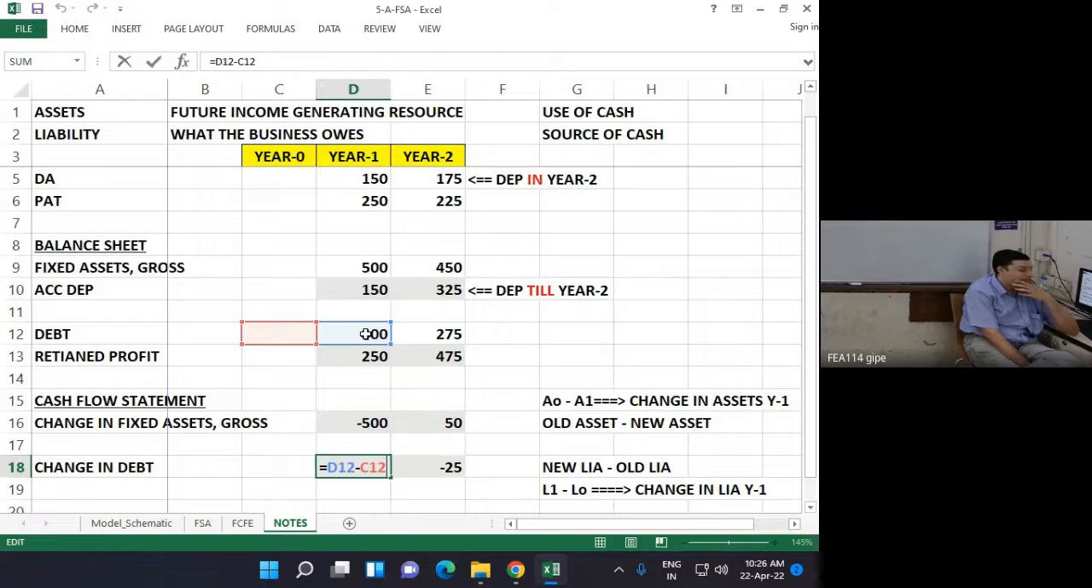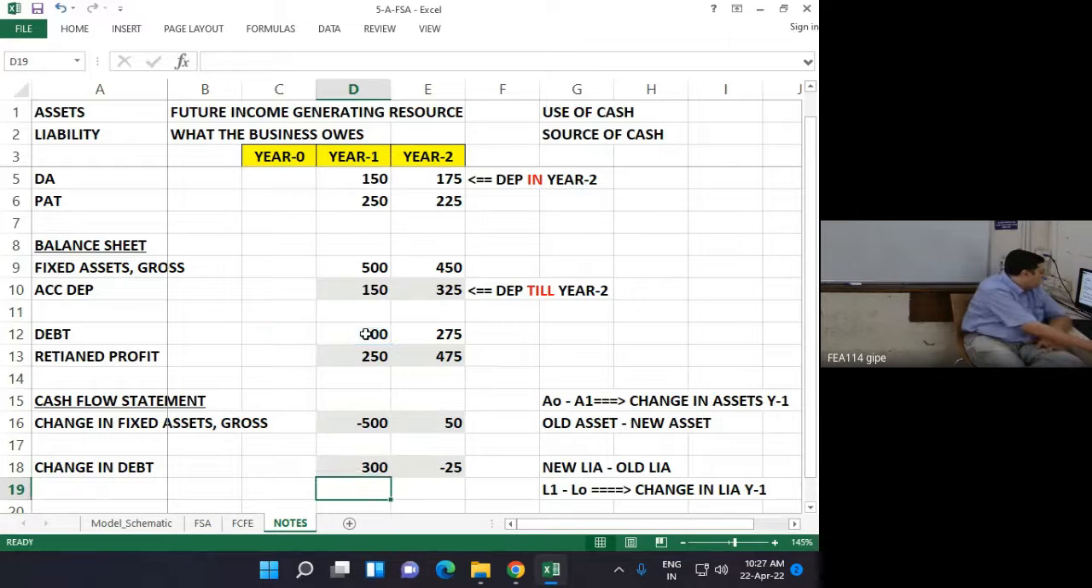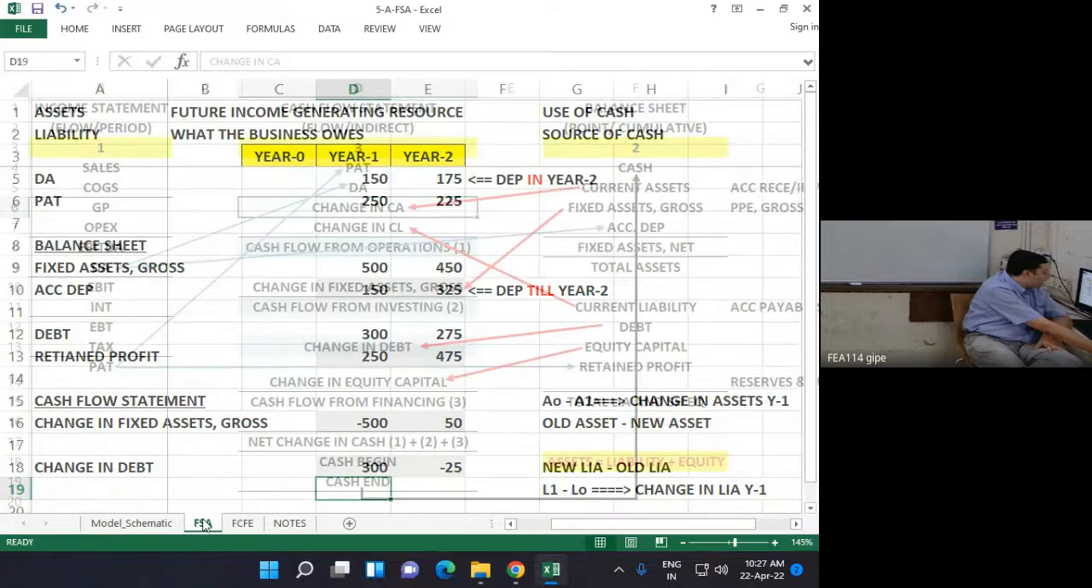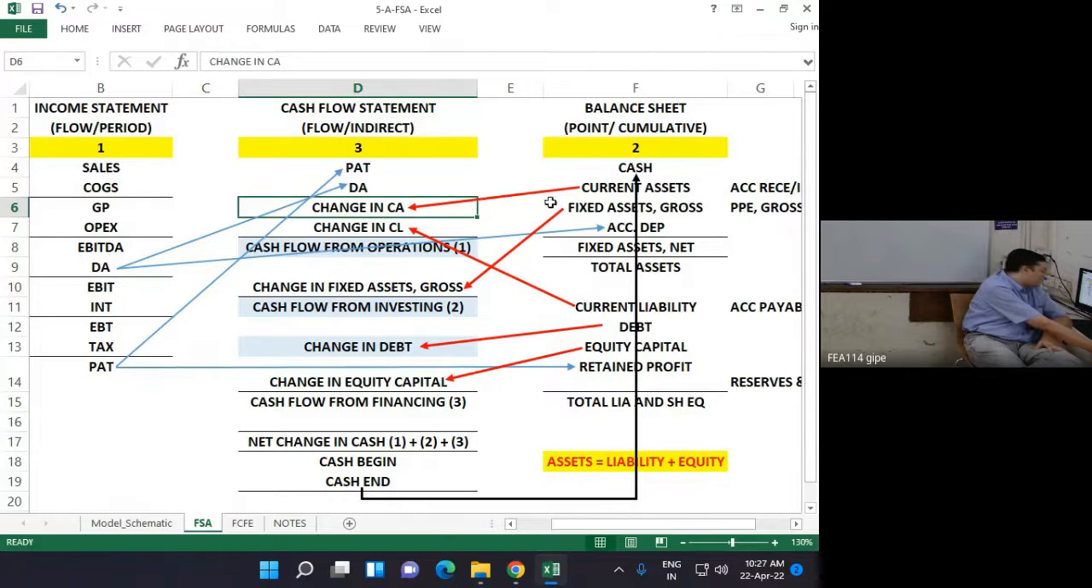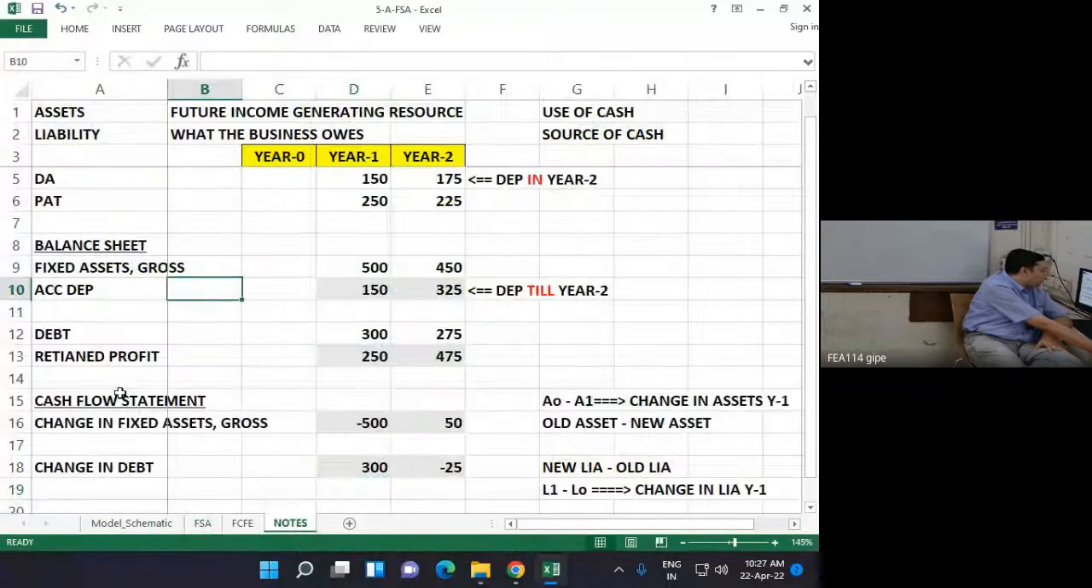Okay. So for assets the rule is old minus new, and for liabilities the rule is new minus old. So if you keep these things in mind, then you will be able to easily match the balance sheet, which is going to be our agenda next session. Okay. So the theory is done. This is something that we'll fall back on every time we are making a model.